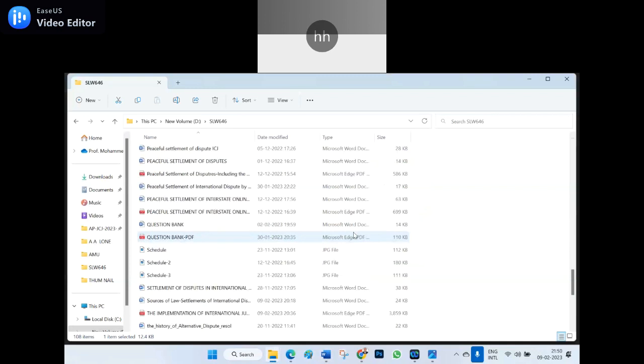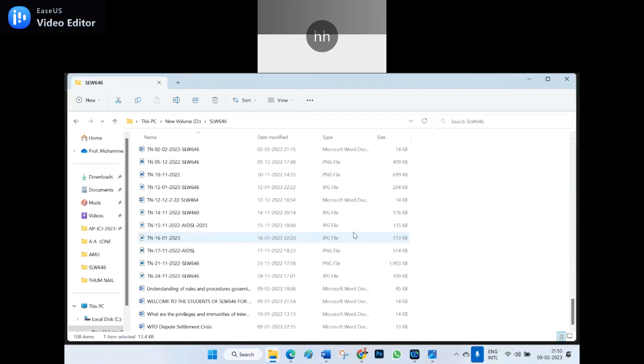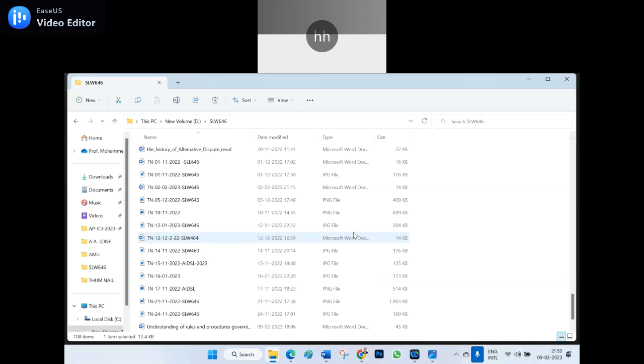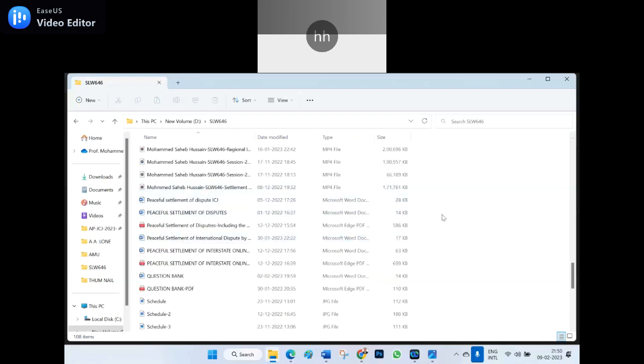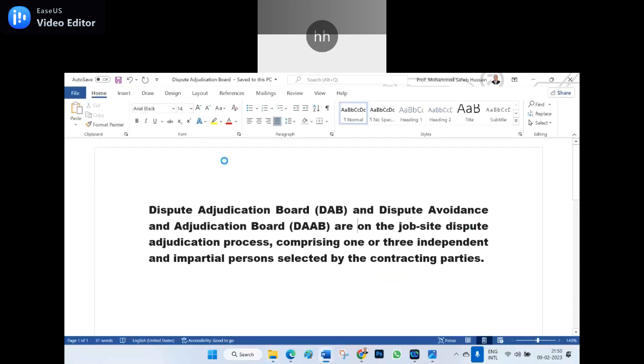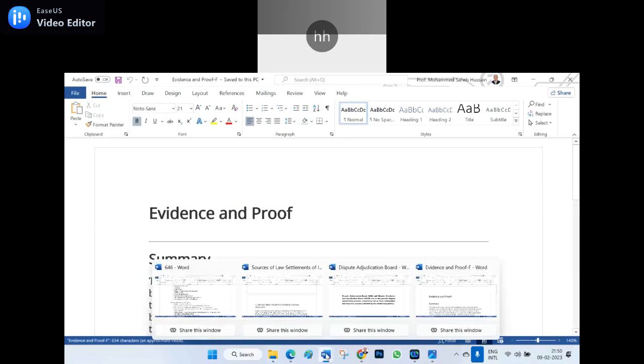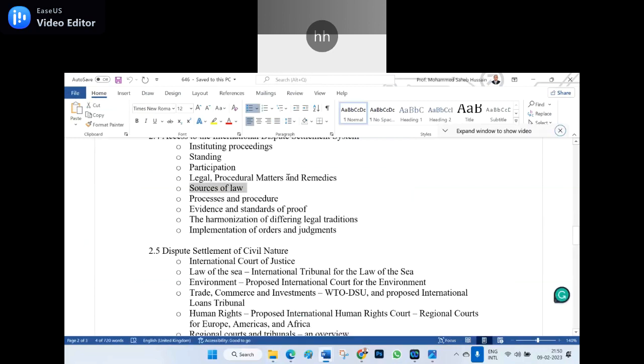Peaceful settlement schedule. We have already dealt with the privileges and immunities of the international peacekeeping, and let us see if there is any evidentiary. Yes, evidence and proof, this is also there in our syllabus. I will show you where it is there in our syllabus.